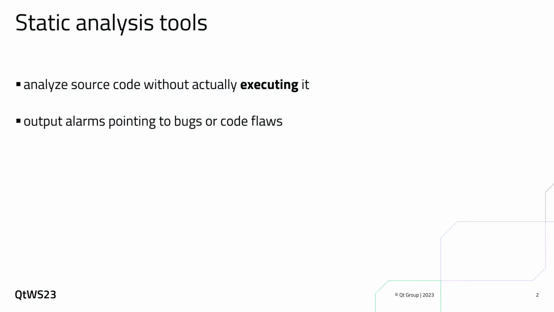Just to have a small recap, what is static analysis? I think most of you will already know. We analyze source code without actually executing it. We are not doing testing. We just look at the source code and do analysis on it. A static analysis tool outputs an alarm that points you to a code flaw or maybe to a bug.